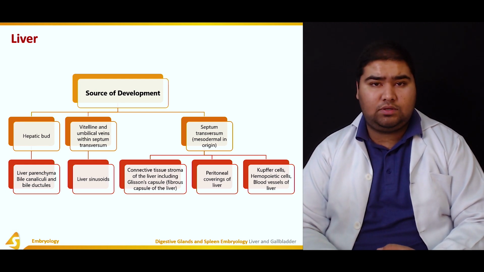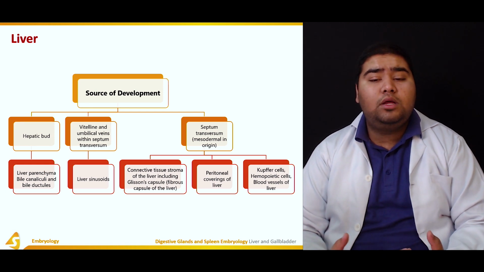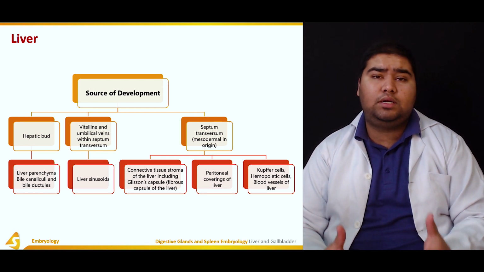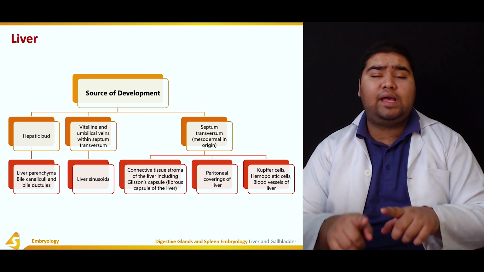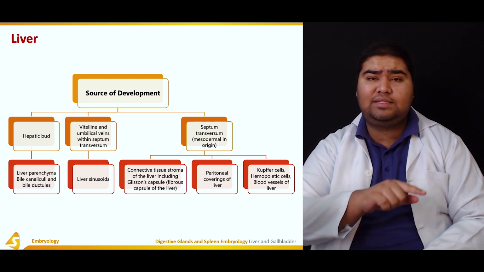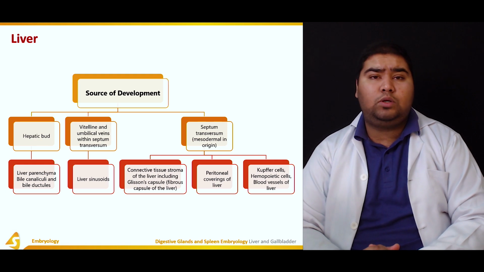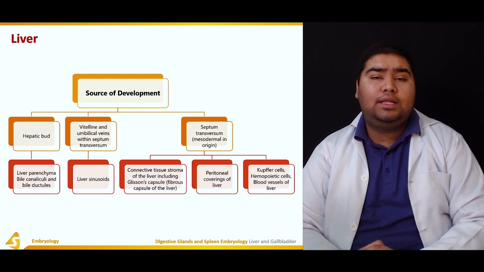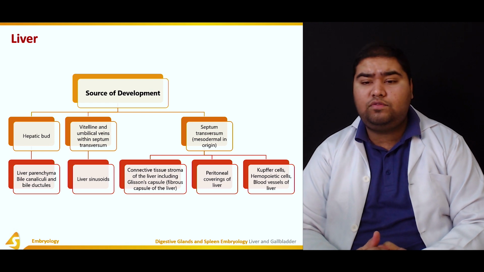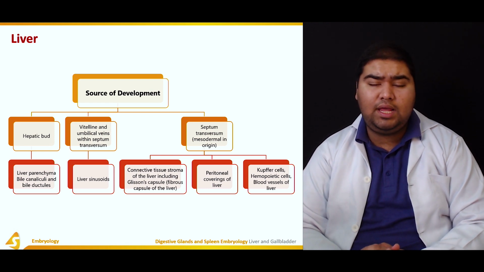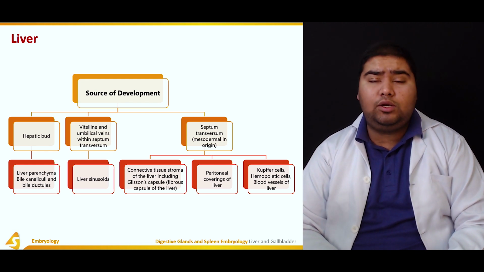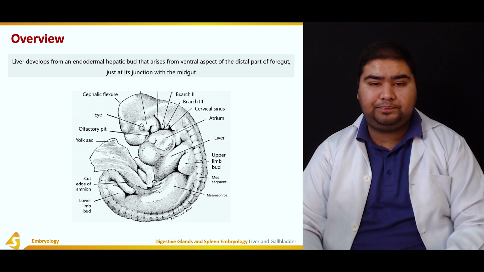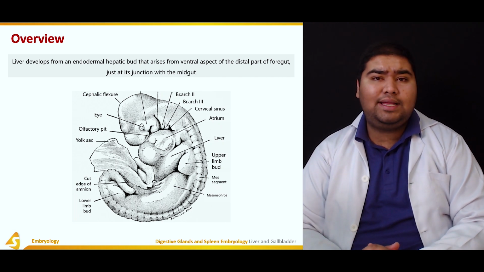Septum transversum is mesodermal in origin, so it contributes the connective tissue stroma, which helps in the formation of the liver parenchyma. It also helps in the formation of the fibrous capsule that surrounds the liver. This capsule is also known as the Glisson's capsule. Then the peritoneal coverings of the liver are also formed by the septum transversum, and finally the Kupffer cells. Kupffer cells are the immunological cells, and the hemopoietic cells form the blood and the blood vessels of the liver.